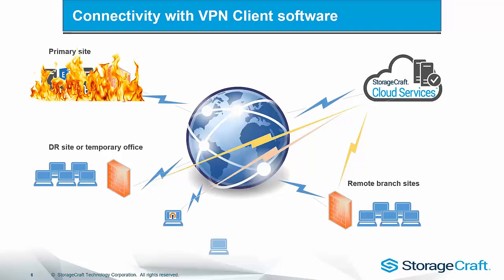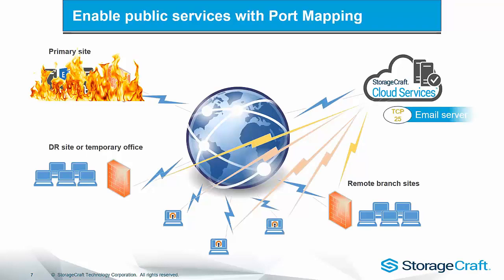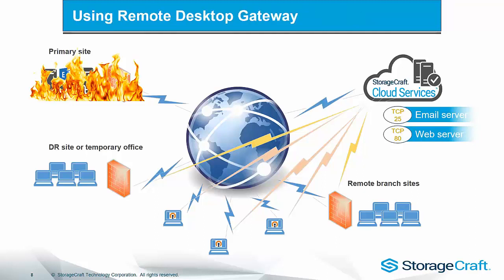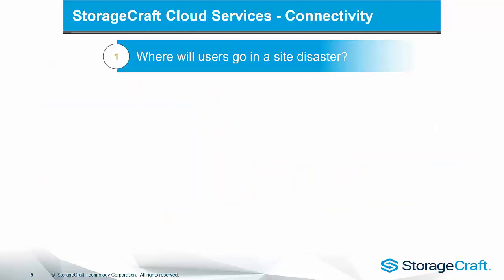Remote users, perhaps working from home, can use the included OpenVPN client software to connect straight into the cloud network. Any services you're running, such as email or web servers, can be configured with port mapping. If you use remote desktop server or terminal servers, you may also find that RD Gateway enables secure and seamless failover. Simply update a DNS record and users continue to connect as they always have without the need for a VPN. Let's take a look at some of the key points.